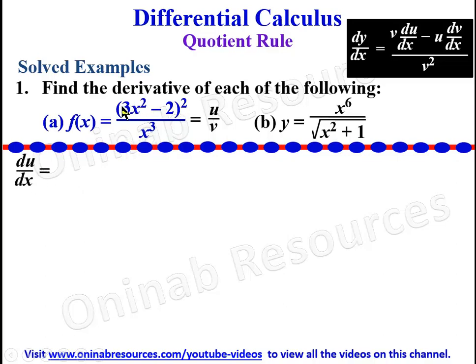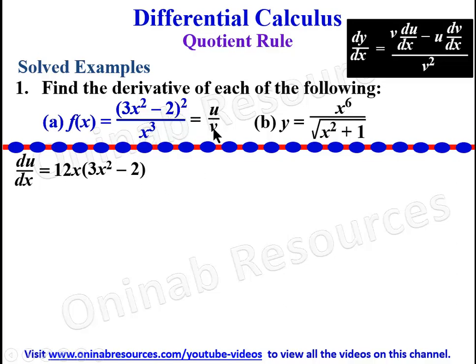To find du/dx here, using the chain rule, we have 3x squared minus 2. Find the derivative of what we have inside the bracket first. That's going to give us 6x here, and this is 0. Then multiply by the power, it gives 12x. So we have 12x, bring the brackets, then reduce the power by 1. 2 minus 1 gives 1. This is still the same thing. Therefore, du/dx is 12x into 3x squared minus 2.